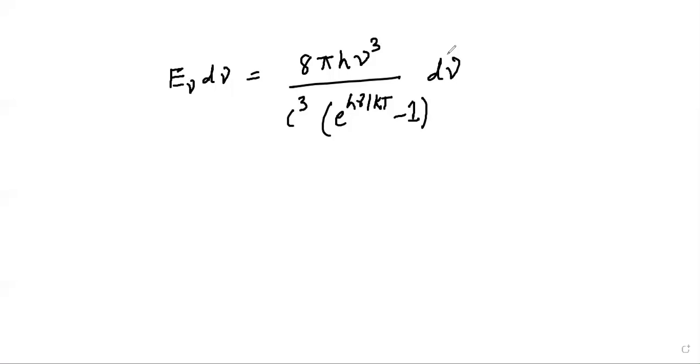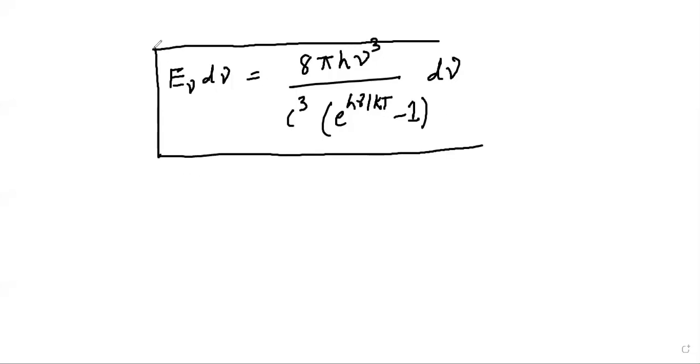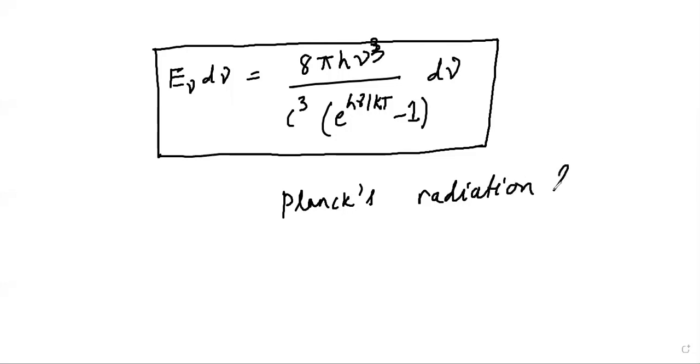And this particular equation that we got here gives you the radiant energy in the frequency range d nu. This equation is known as Planck's radiation law, or Planck's radiation equation. This is the equation that will give you the amount of radiant energy per unit volume in the frequency range of nu and nu plus d nu.